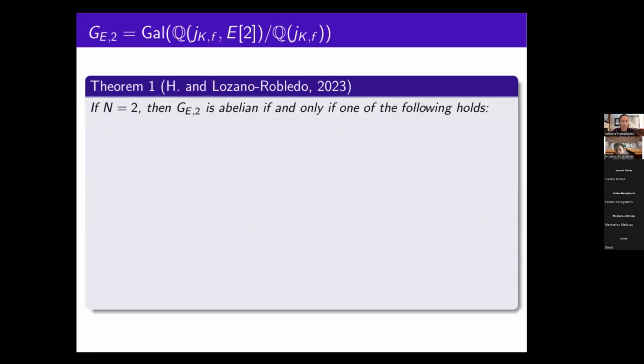So our first result is for n equals 2. Basically, we know that this can be abelian for 2, 3, and 4, but it's not always abelian for 2, 3, and 4. There are specific cases, and that's what we've broken down.